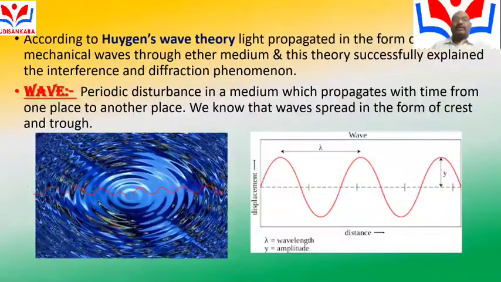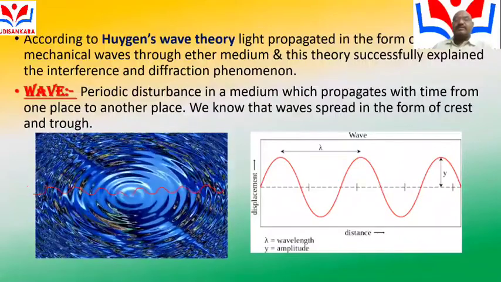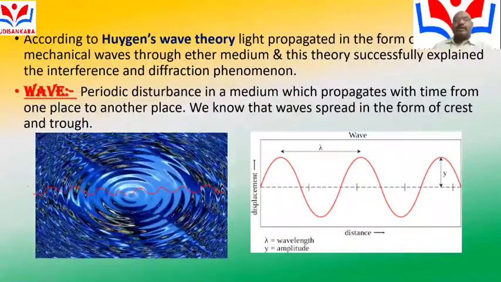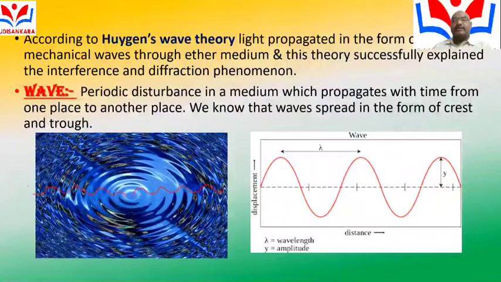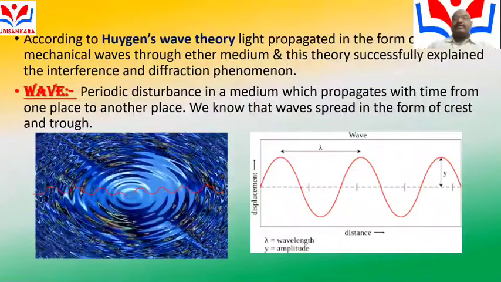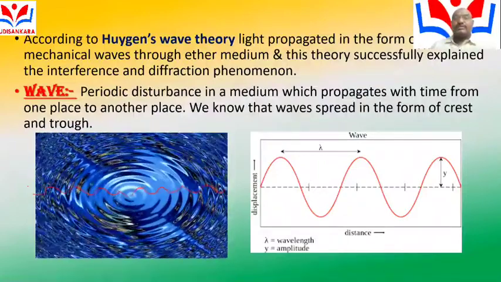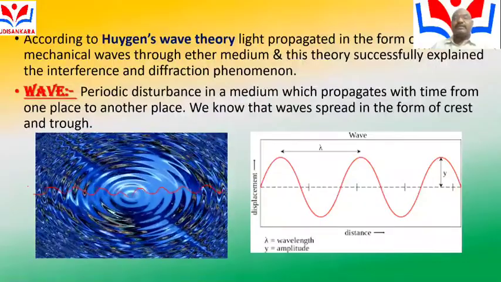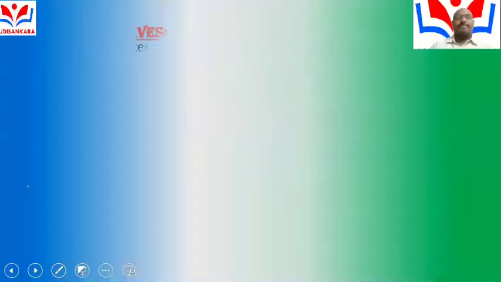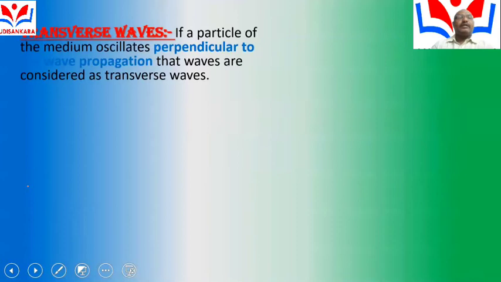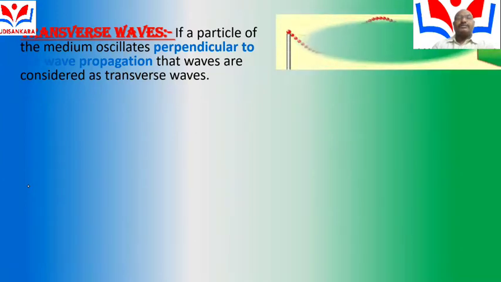So this is called the displacement versus distance graph, as shown in the figure. Any two successive crests, or any two successive troughs, the distance between them is called the wavelength. So what are transverse waves? If the particles of the medium oscillate perpendicular to the wave propagation, those waves are transverse waves.